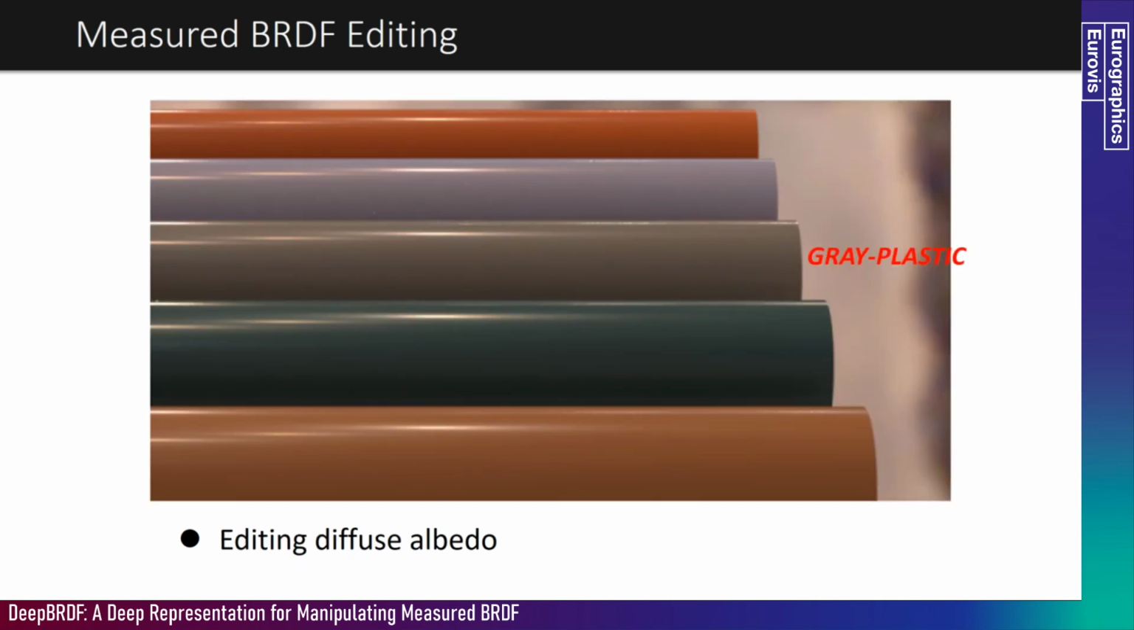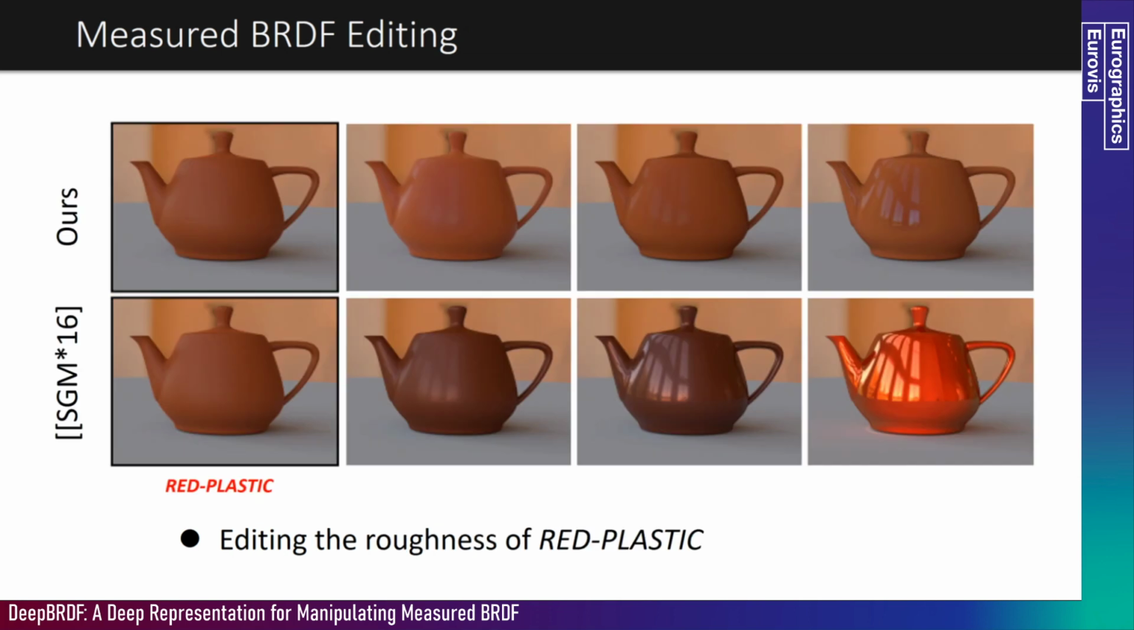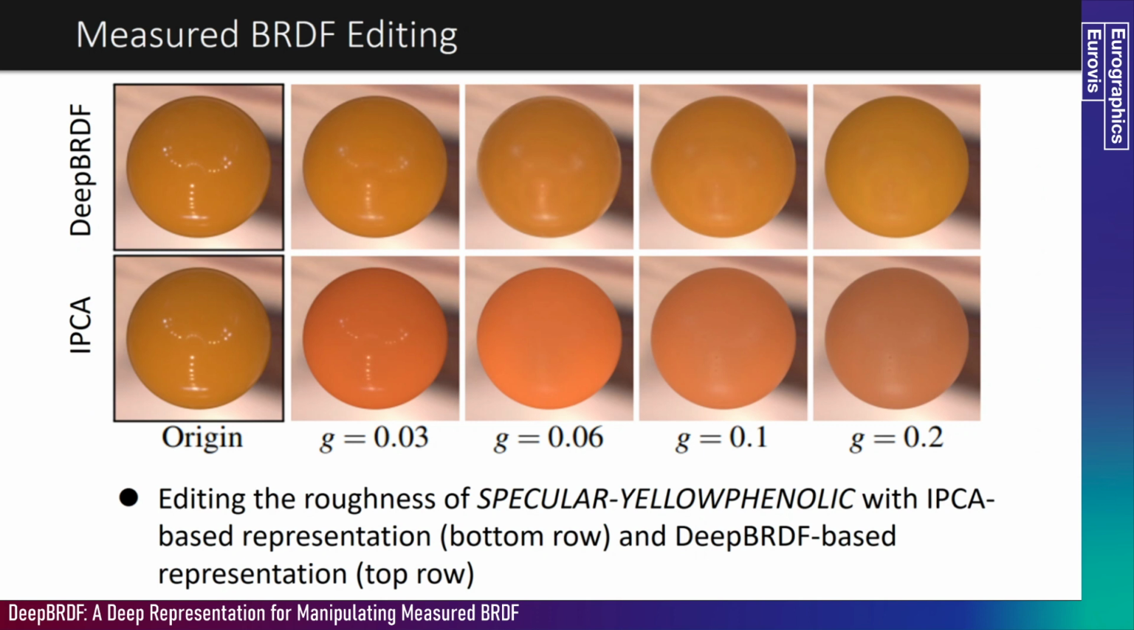Here is the result of editing the diffuse albedo of grain plastic while keeping other attributes unchanged. Let's see how the appearance is changed. Here we edit the roughness of red plastic and compare our method to Serrano et al. Our method achieves small smooth transitions as shown here, without color shifting.